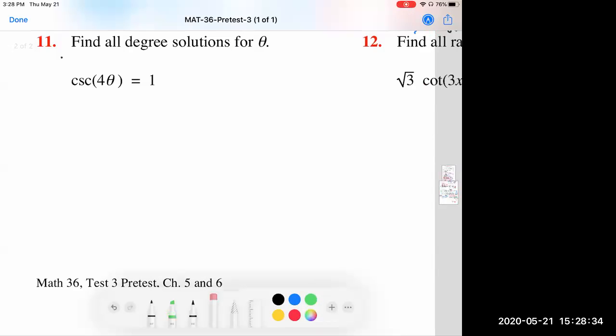All right. 11, find all degree solutions for theta. All right, so it's the same deal. We have an argument. A question here, 2 things you have to notice. We want all degree solutions, so we're going to add that plus. I like to make a note because I forget everything. I know I should have a plus 360k where k is contained in your integers.